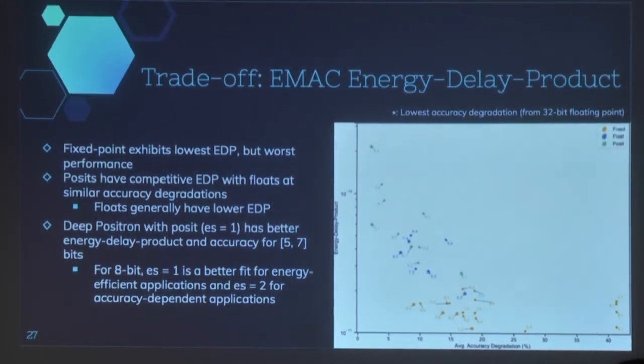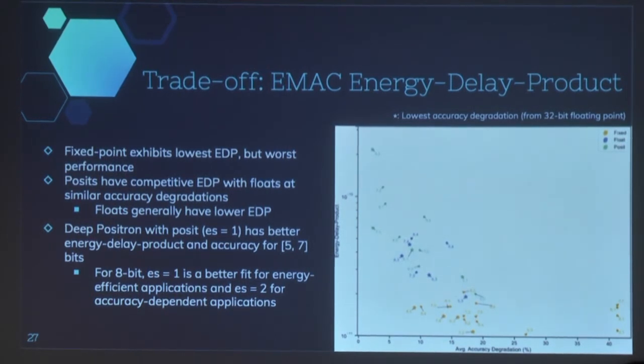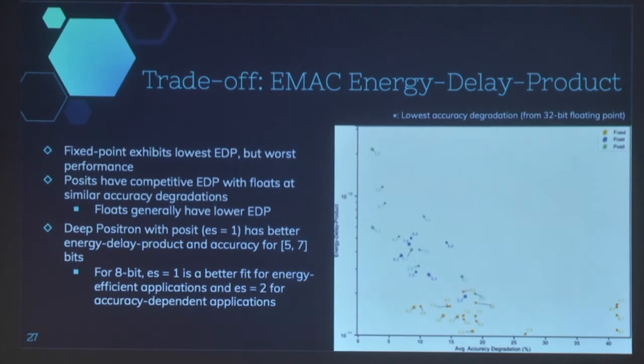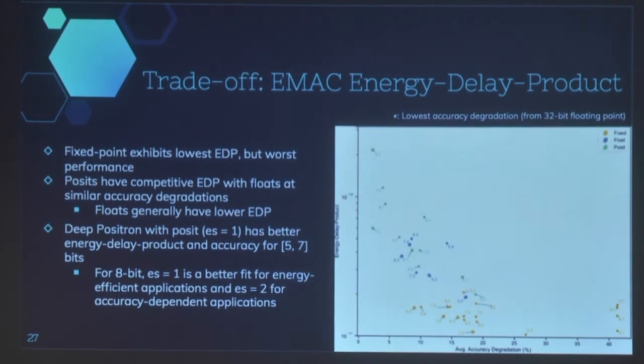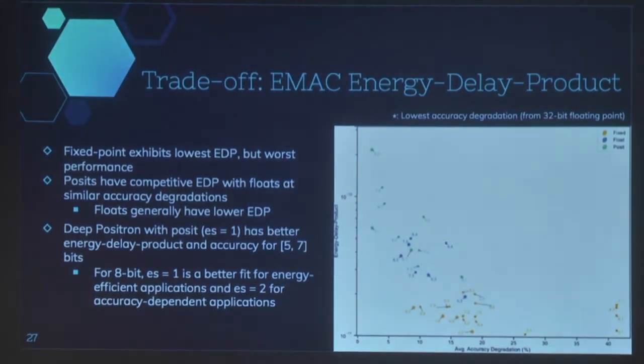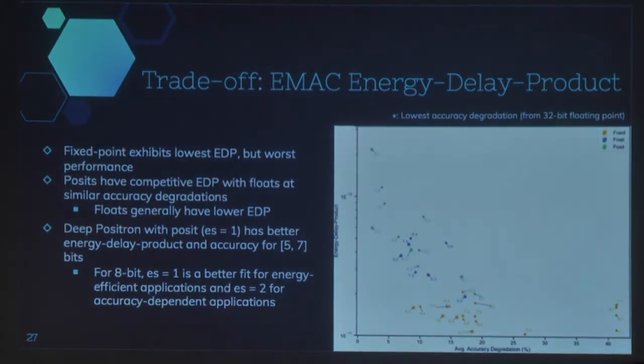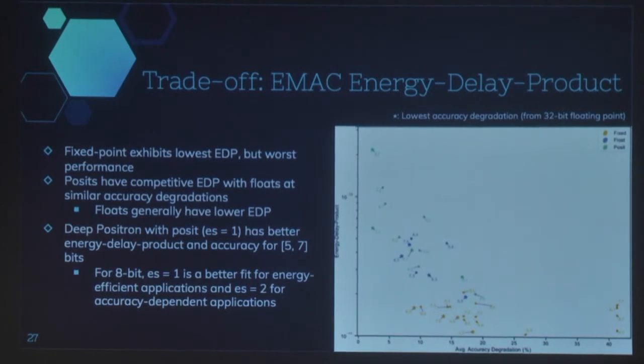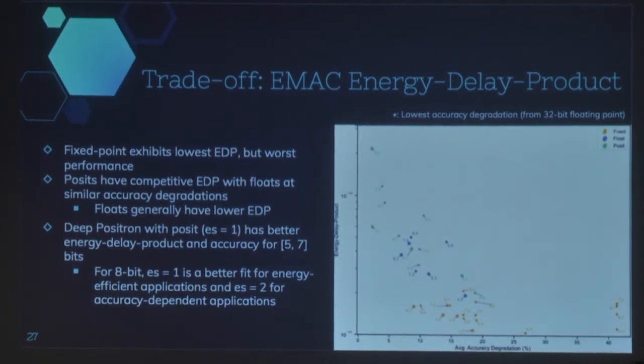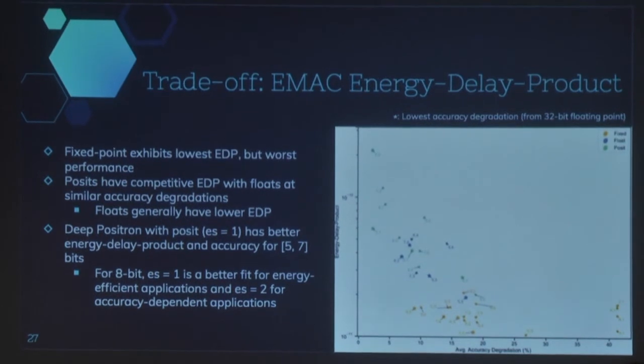So floats generally have a lower energy delay product, but again, we did not do a full IEEE 754 implementation considering all the clauses. So I think the next step would be to see if that would still show the same results in terms of energy delay product compared to posits. So if you want to look at energy efficient applications or implementations, then ES equal to 1 is a better fit, and ES equal to 2 is a better fit for more accuracy dependent applications.